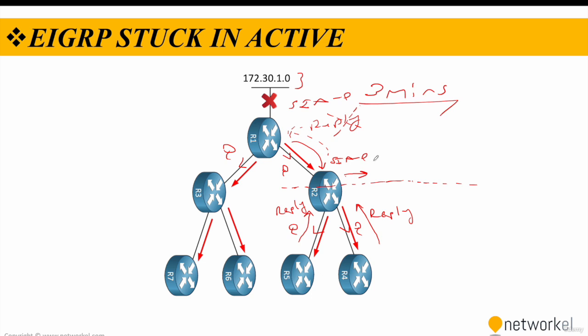Then router 2 can go ahead and reply to router 1, hey bro, I'm sorry, even I didn't have any reply packets from router 5 and router 4. The reply packet seems to be dropped on the way or something like that. That is why it will send an SIA reply packet, and because of this reply packet, router 1 will not go ahead and destroy the neighborship with router 2.